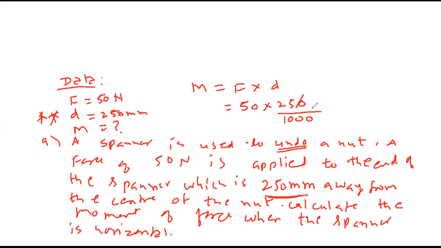So the zeros cancel. 5 into 2 is 10. 12.5 Newton meter. Just be careful with the units.